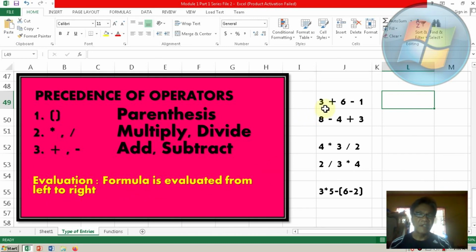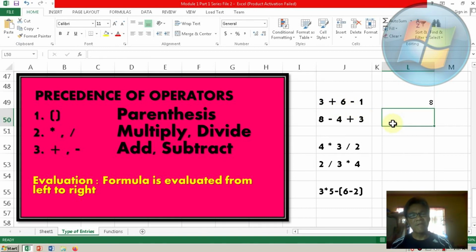Okay, so on this side we have this example. Now we have 3 plus 6 minus 1. Plus and minus are of the same level of precedence. Since they are of the same level, they must be evaluated from left to right. So if we enter this formula, 3 plus 6 will be evaluated first, then followed by minus 1. So whatever the result of 3 plus 6 will be subtracted by 1. So the answer must be 8. So 3 plus 6, that's 9, minus 1, so the result is 8.